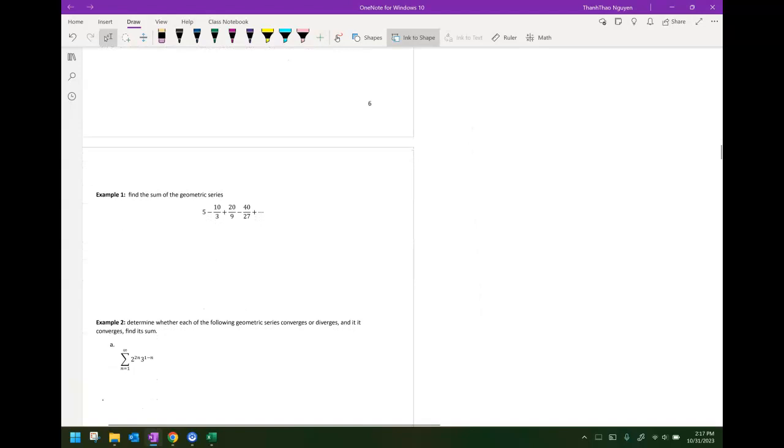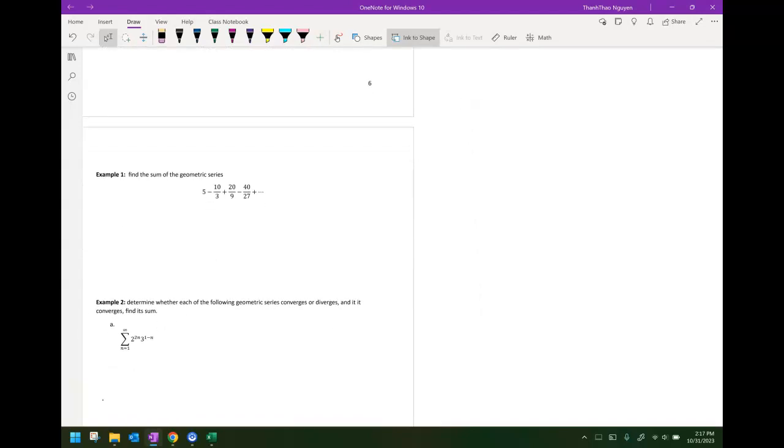Let's take a look at the first example. Find the sum of the geometric series. So here we have a sub 1. Note that a sub 1 equals 5. A sub 2 equals negative 10 over 3. So that is what? 5 times negative 2 over 3. A sub 3 equals 20 over 9. That equals negative 10 over 3 times negative 2 over 3.